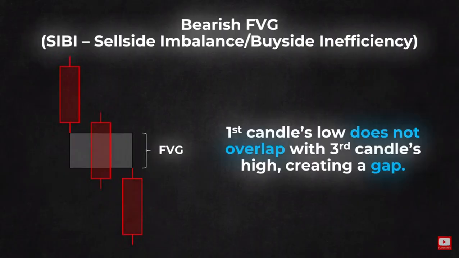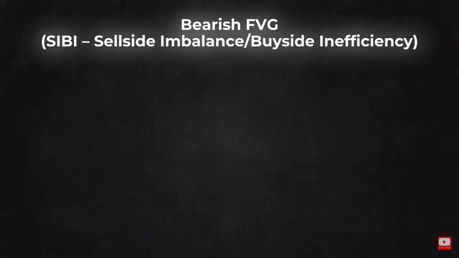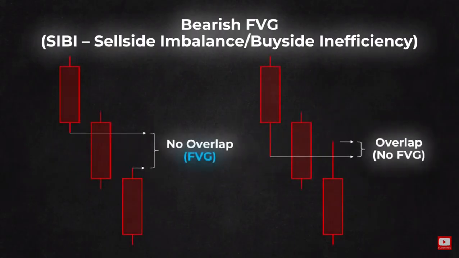The bearish fair value gap is often called CB, which stands for sell-side imbalance and buy-side inefficiency. The bearish fair value gap is a pattern where the lower shadow of the first candle doesn't overlap with the upper shadow of the third candle, creating a gap between the two. Let's make a quick comparison between 3-candle patterns where we can find a fair value gap and one where we cannot. On the left, there is no overlap between the lower shadow of the first candle and the upper shadow of the third candle, therefore creating a fair value gap. On the right, the lower shadow of the first candle overlaps with the upper shadow of the third candle. In this case, there is no fair value gap.